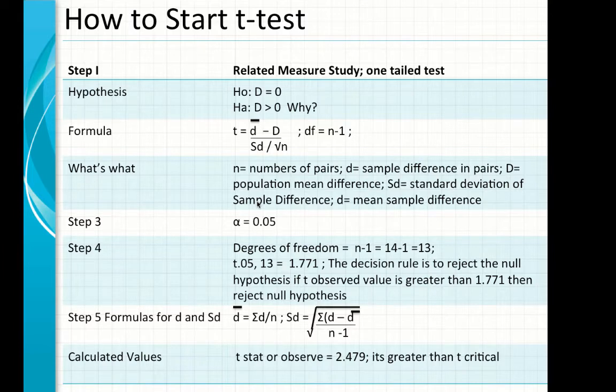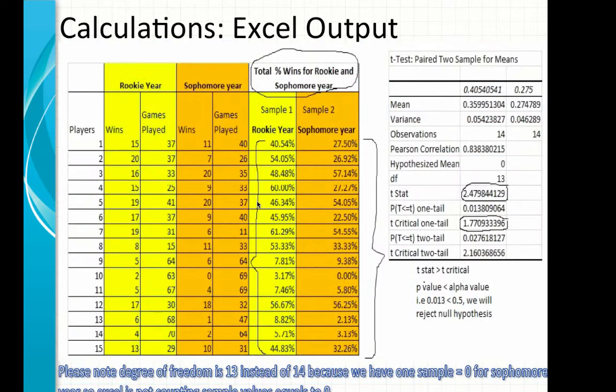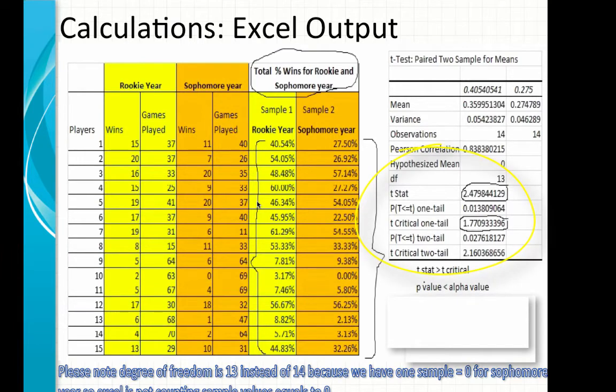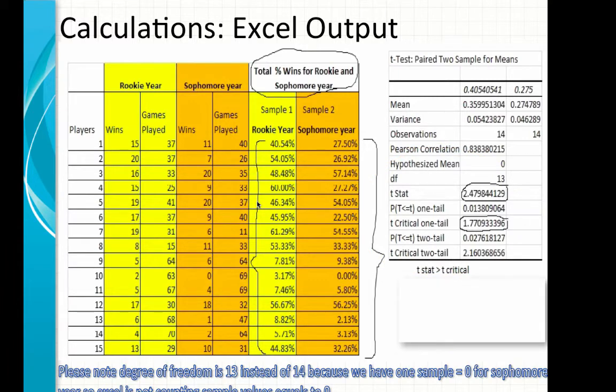Now it's time to make the decision rule. The decision rule is to reject the null hypothesis if the t observed value is greater than 1.771. We can use Minitab or Excel to calculate the t-values by using the data analysis tool. Here I have used the Data Analysis ToolPak in Excel, and the output I have come up with is a t-stat of 2.47 and a t-critical of 1.77. So our decision is to reject the null hypothesis if the t-critical value comes out less than the t-stat value.